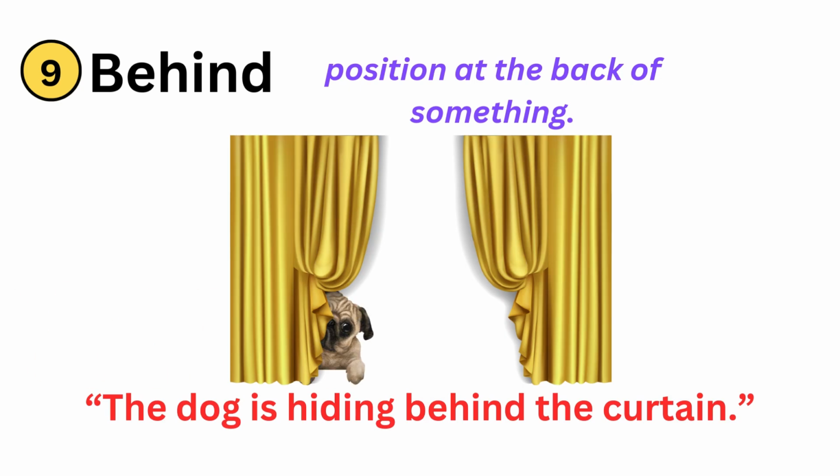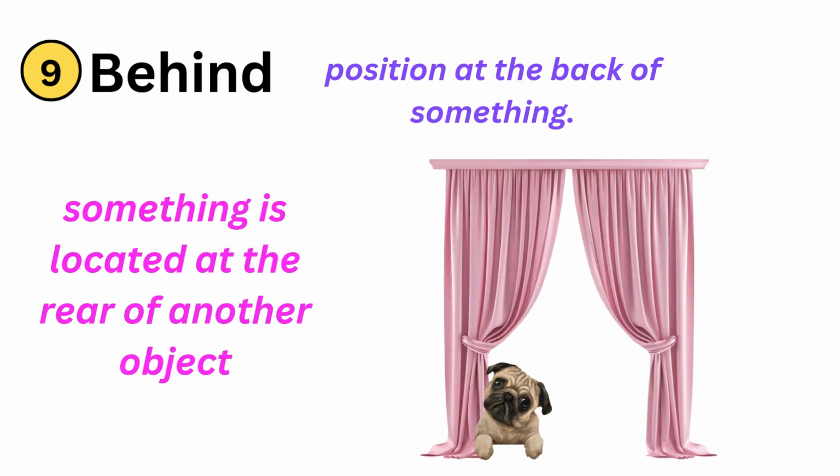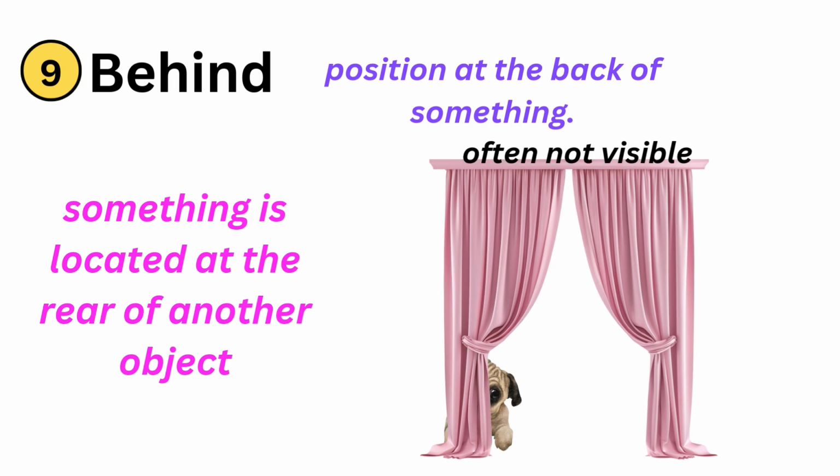For example, the dog is hiding behind the curtain. Behind is used because the dog is positioned at the back of the curtain, likely hidden from view in front. Use behind when something is located at the back of another object, often not visible from the front.